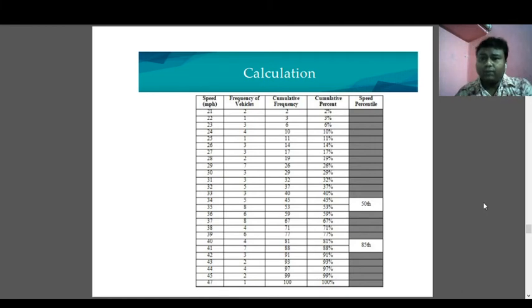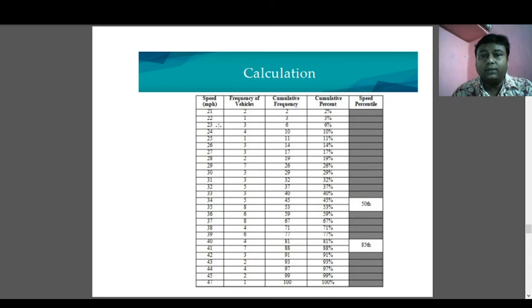So now you have to find out what the percentile speed is, how we will find it out. If you see, this is the speed limit. Suppose at 21 kilometer, 2 vehicles are moving. So the cumulative frequency is 2 for the initial. Now for 22 kilometer speed, there is 1 vehicle moving. So cumulative is 2 plus 1 is 3.